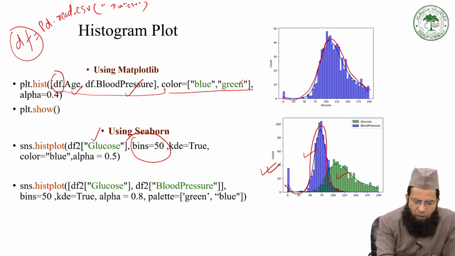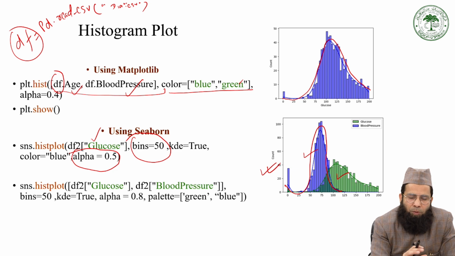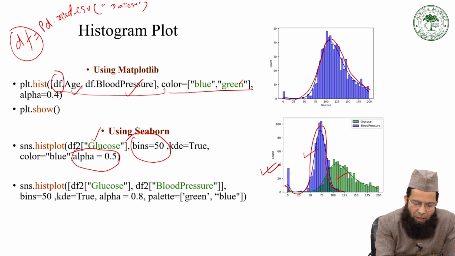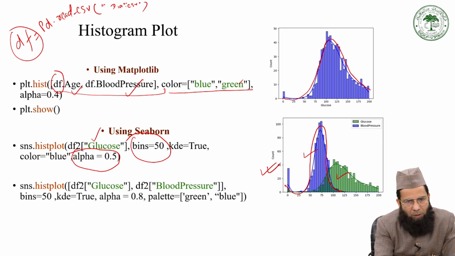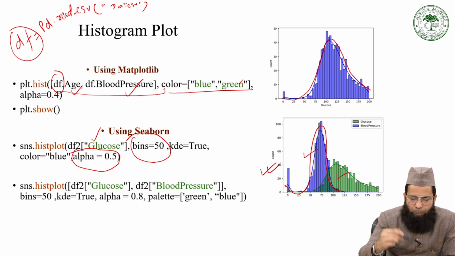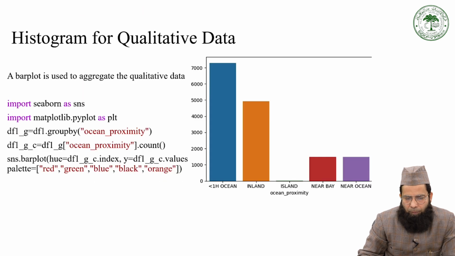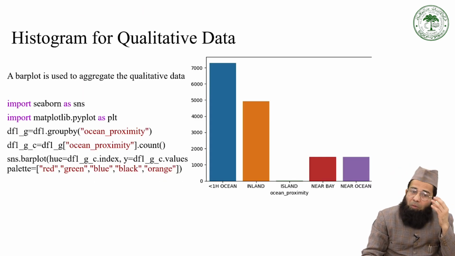And there is one more parameter that is alpha here. Alpha is used to control the contrast of the color. So if you want to make it very bright, then I would increase this value to 0.8, 0.9 and so on. If you want to make it low contrast, then I will make it 0.1, 0.2 and so on. So in this way, I can have my different histogram plots, right?